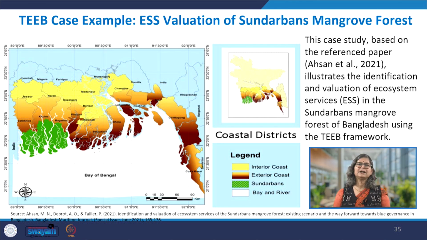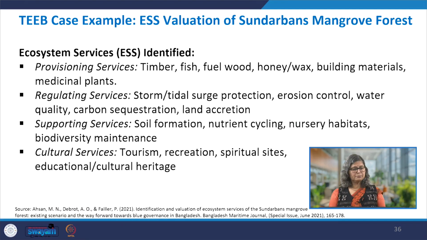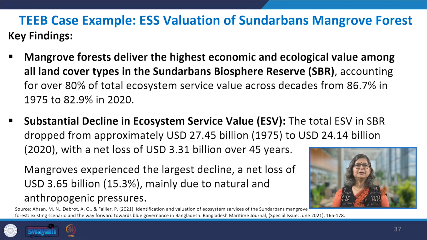So very quickly I would like to go through this Sundarban one, which was one of the very extensive works of the TEEB team. They identified all four services: provisioning, regulating, supporting and cultural. Then they tried to utilize the TEEB valuation system, and they found that mangrove forests deliver the highest economic and ecological value among all land cover types in the Sundarban Biosphere Reserve. So that's a very strong observation.